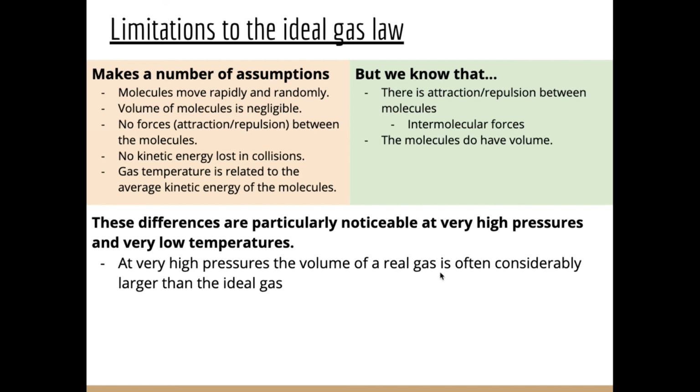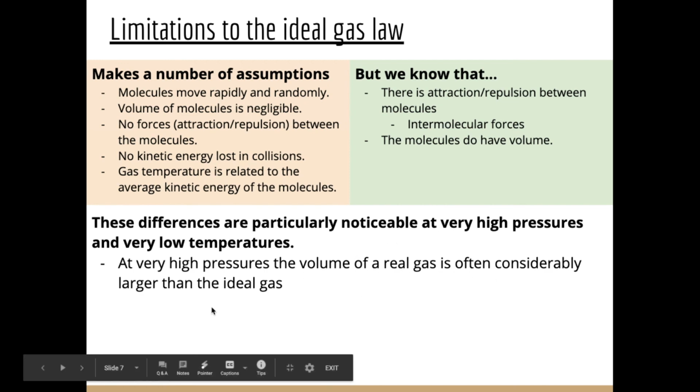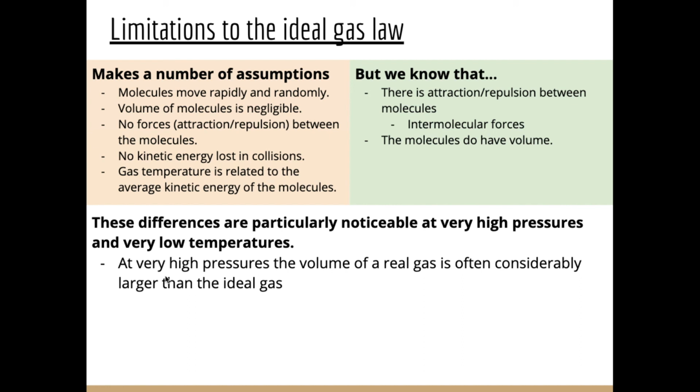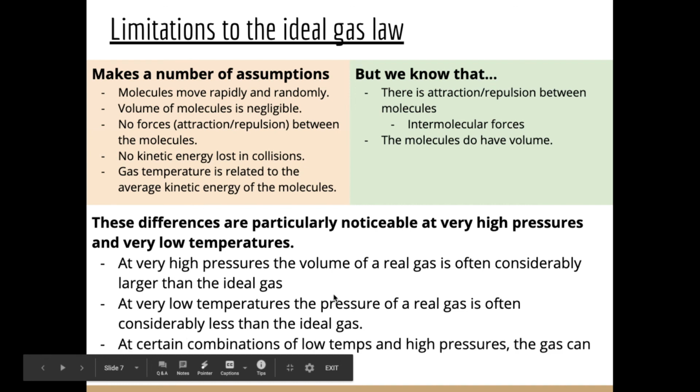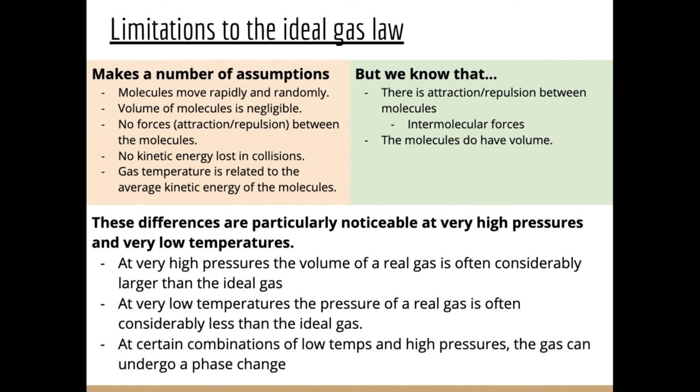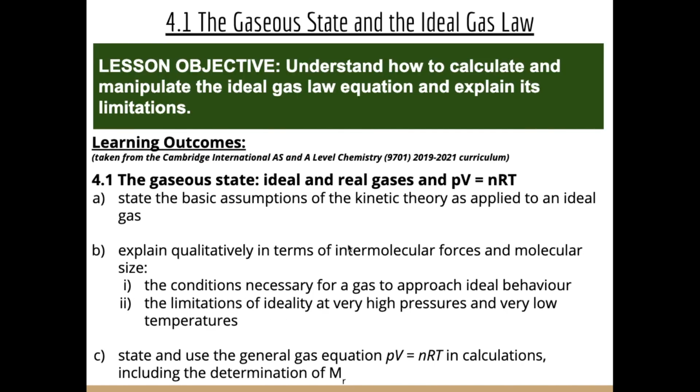At high pressures, the volume of a real gas is often considerably larger than the ideal gas. So we have this assumption that volume is negligible really falling apart at high pressures. And at very low temperatures, the pressure of a real gas is often considerably less than the ideal gas. And at certain combinations of low temperatures and high pressures, the gas can undergo a phase change, where our ideal gas law isn't considering any sort of phase change.